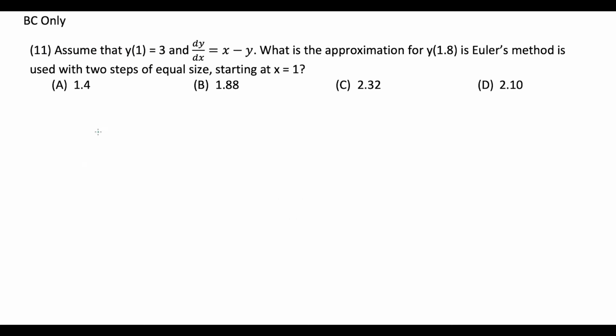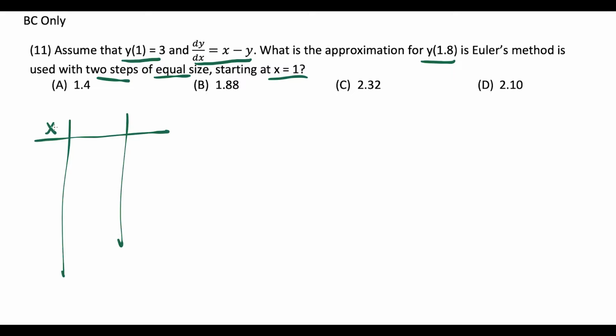So now we're on to the BC stuff here, and first up we have Euler's method. So here's our starting point, here's our differential equation, and we want an approximation for y of 1.8. We're using Euler's method with two steps of equal size, starting at x equals 1. For these kind of questions, I highly recommend that you make a table. So you have x, you have y, and then you have dy/dx.